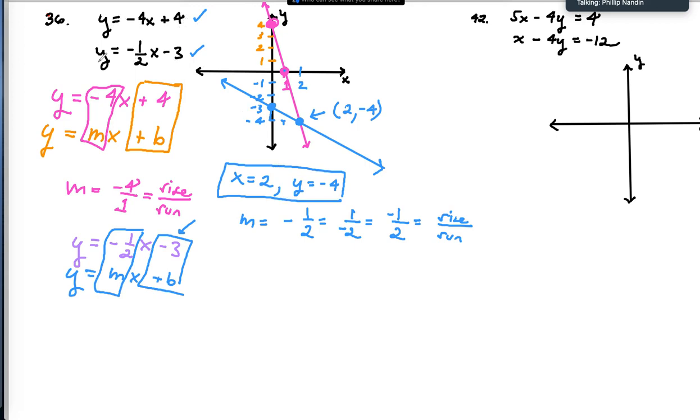Then you can check the bottom equation. Negative 4 equals negative 1 half times, instead of writing x, I write 2, minus 3. Negative 1 half times 2 is negative 1. And then negative 1 minus 3 is negative 4, and it works for the bottom equation. So this is indeed my solution.